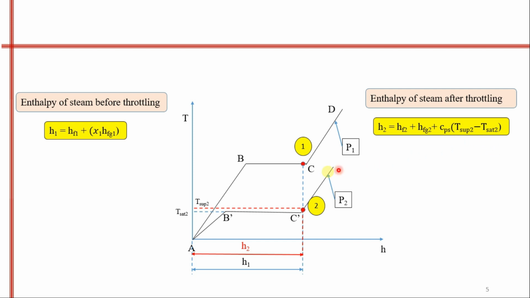Now we can see that the steam at point number 1 was wet steam. After the pressure drop, or the throttling process, we have achieved superheated steam. Although the pressure and temperature of the steam are reduced, the saturation temperature corresponding to pressure P1 will be higher than this superheated temperature at point number 2. Still, we are achieving superheated steam.